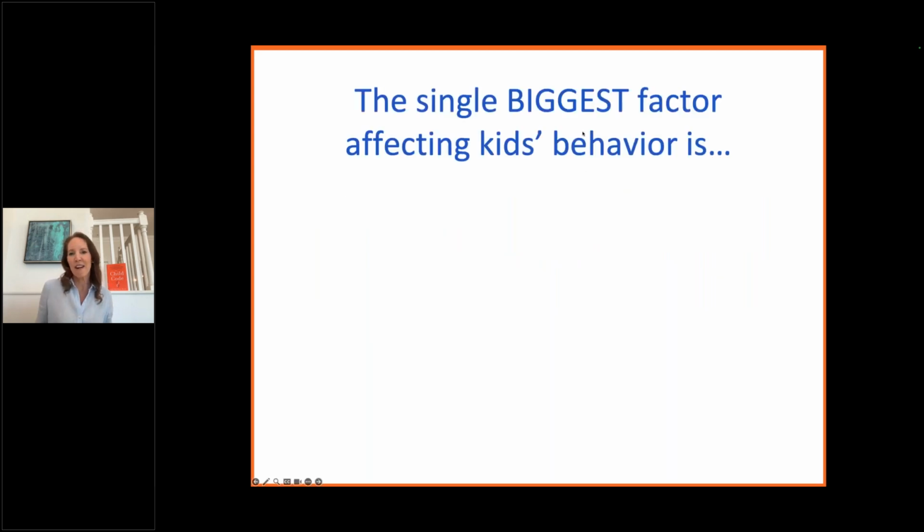So if we were all together in a room, I would ask you all, what you think the single biggest factor affecting kids' behavior is. So if you're trying to predict which kids are going to have substance use challenges or other behavioral challenges, what do you think some of the biggest risk factors are? What would you pick as maybe the biggest thing that's going to predict which kids are going to develop problems?